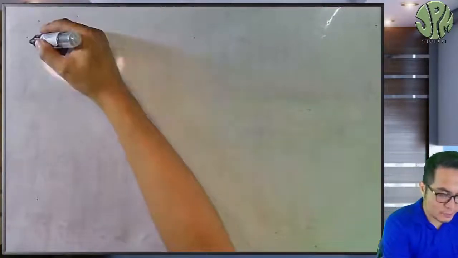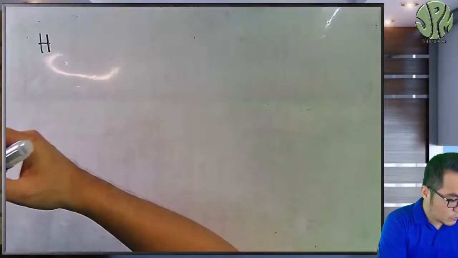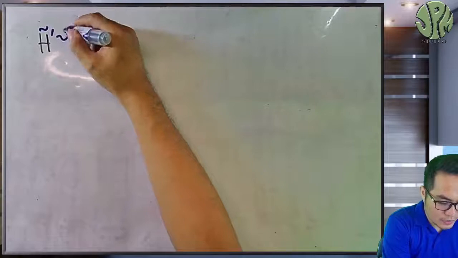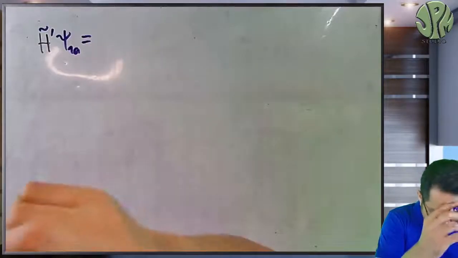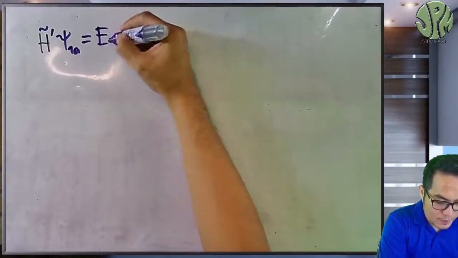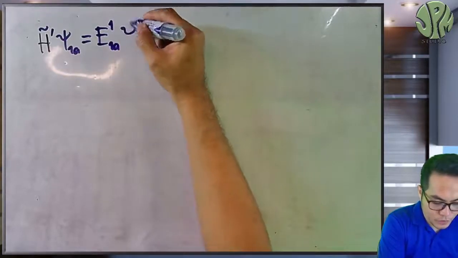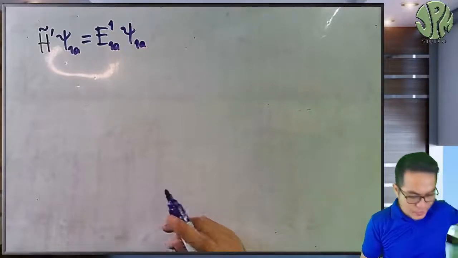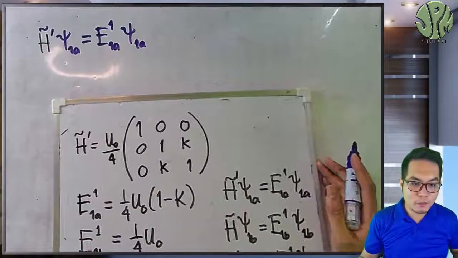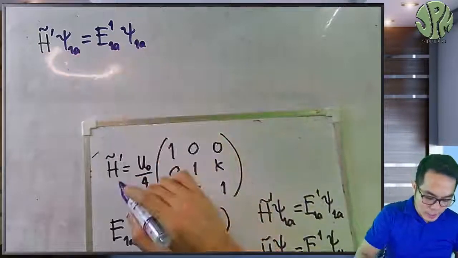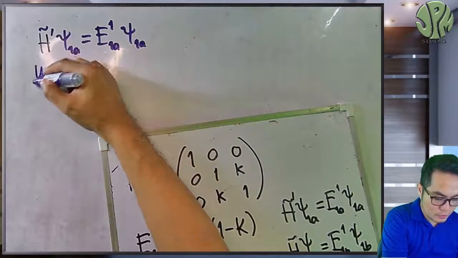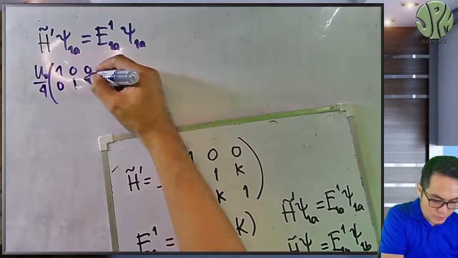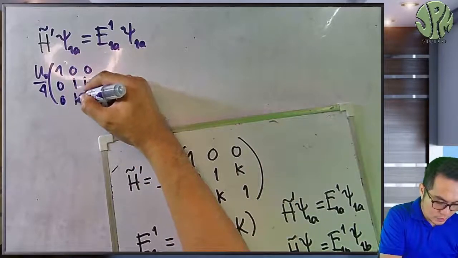Okay. Let's first solve the first problem. So you have the perturbation matrix acting on psi1A equal to E1A1 psi1A. We already know E1A1. It's actually 1/4 unit, 1 minus k. And our Hamiltonian is this one. So this is u naught over 4 times the matrix with rows 1, 0, 0; 0, 1, k; 0, k, 1.